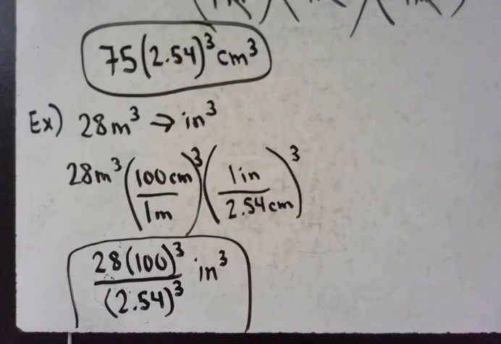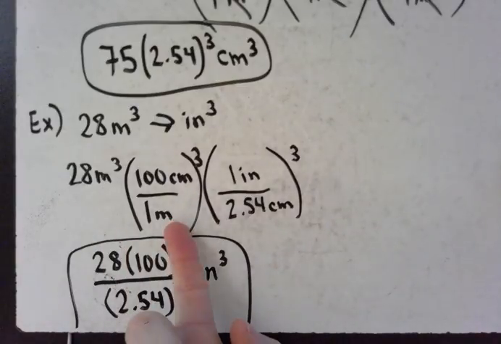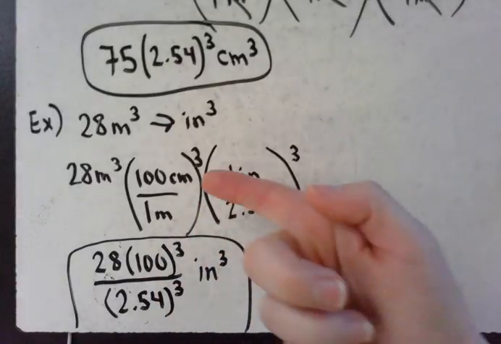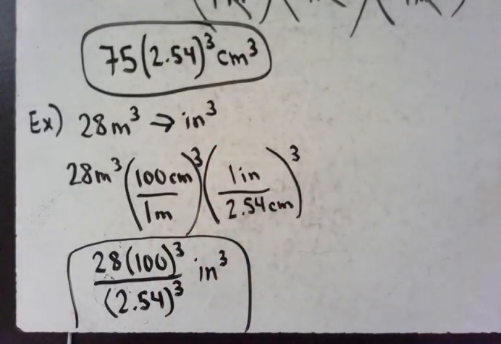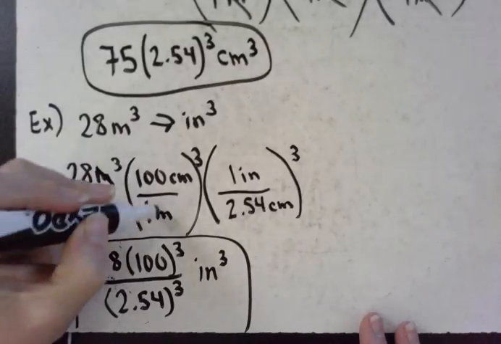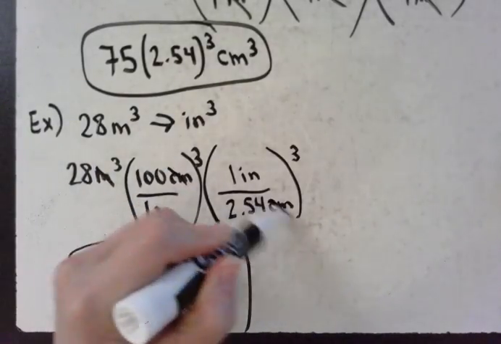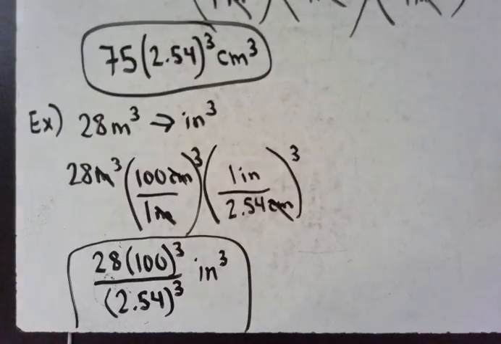All right, so checking this last example, I have to convert meters to centimeters, so I know that 1 meter is equivalent to 100 centimeters. And just to save some space, I put the exponent of 3 here, so I don't have to write it 3 times in a row. And then once I've canceled out the meters cubed, I need to cancel out centimeters, so I put 2.54 centimeters on bottom, and I get 28 times 100 cubed over 2.54 cubed inches cubed.